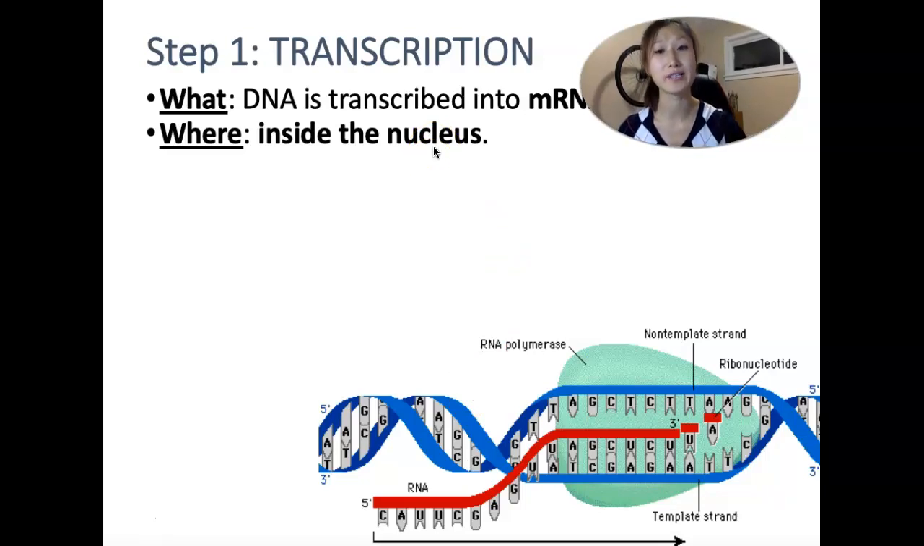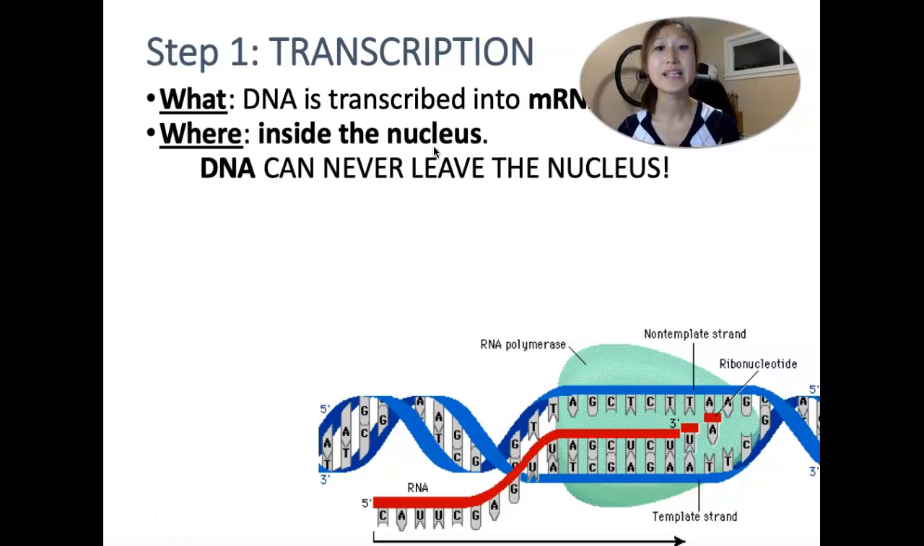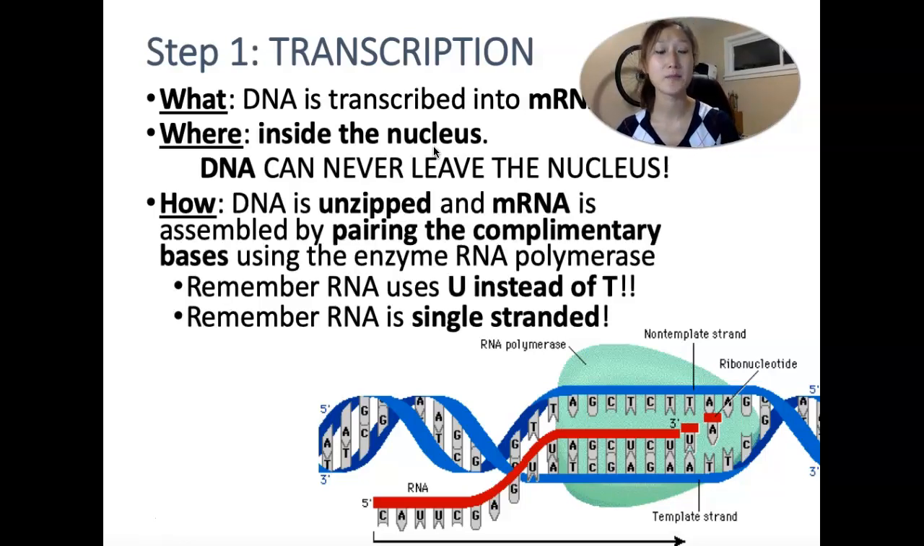There is no nucleus in the prokaryotic cell. So DNA, again, can never leave the nucleus. There are a lot of words over here, but the key idea is, as I already said, DNA has to be unzipped first, and then mRNA is assembled by pairing the complementary bases, right? So if you look at this picture, you can see that A is matching with U, T is matching with A, C is matching with G, G is matching with C.